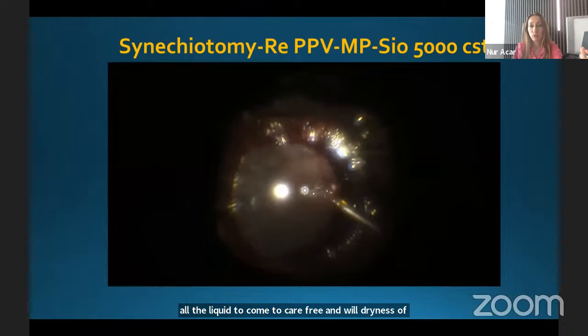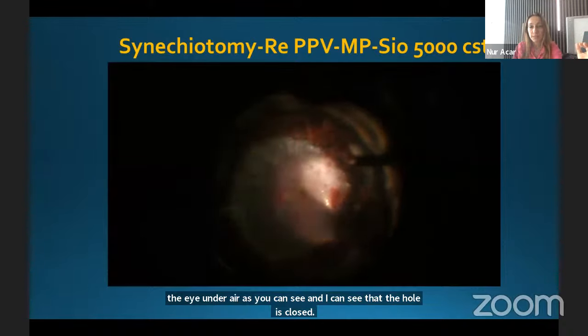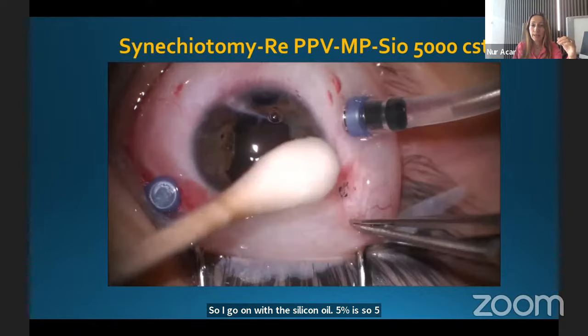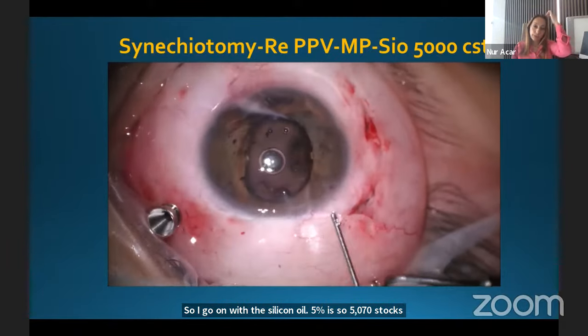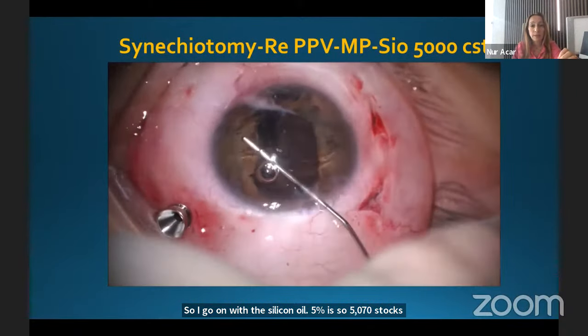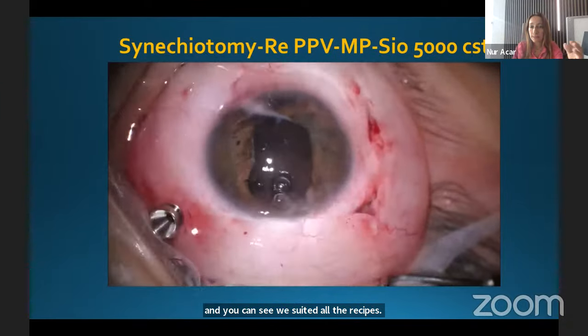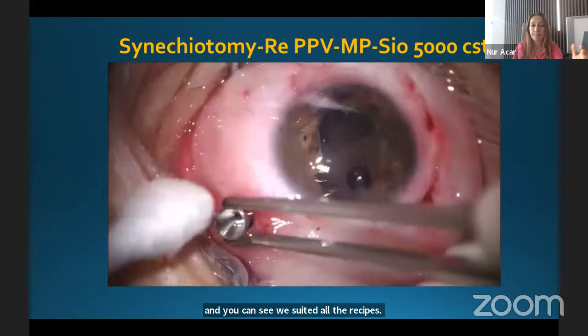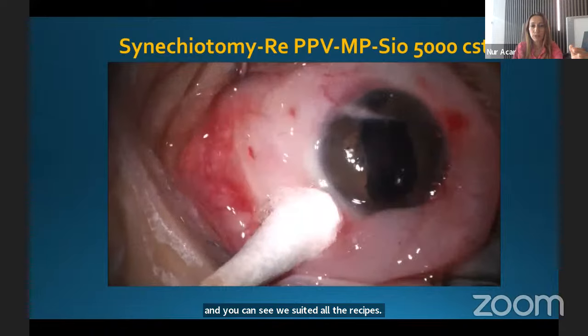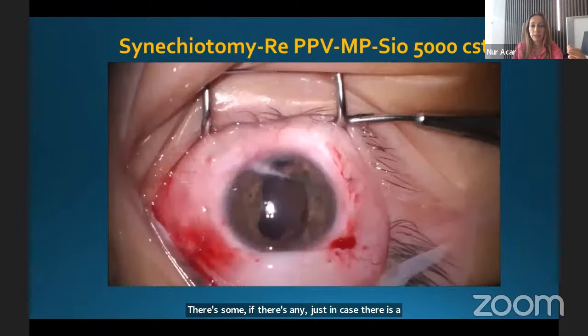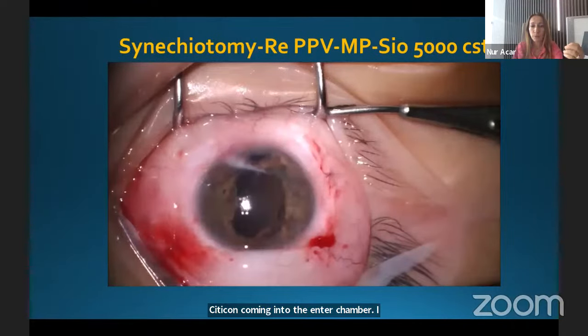So I go on with the silicone oil, 5,000 centistokes. And you can see we sutured all the retinectomies, sclerotomies. Just in case there is silicone oil coming into the anterior chamber, I remove one of the trocars, then the excess silicone goes out. So this is the end of the surgery.